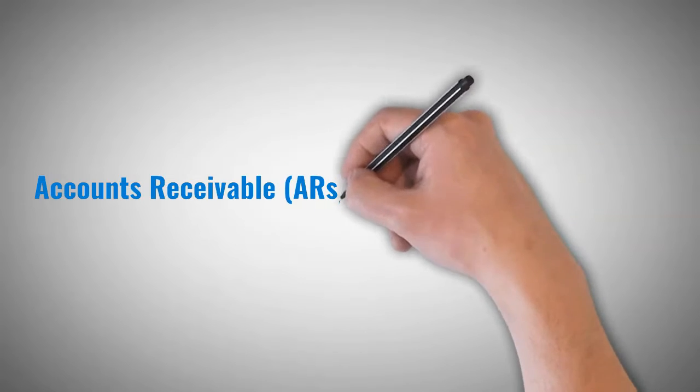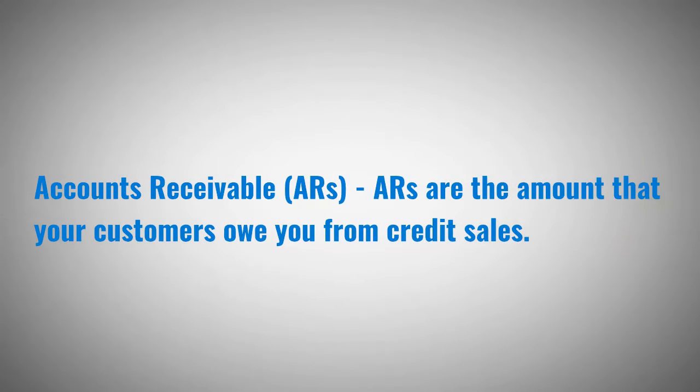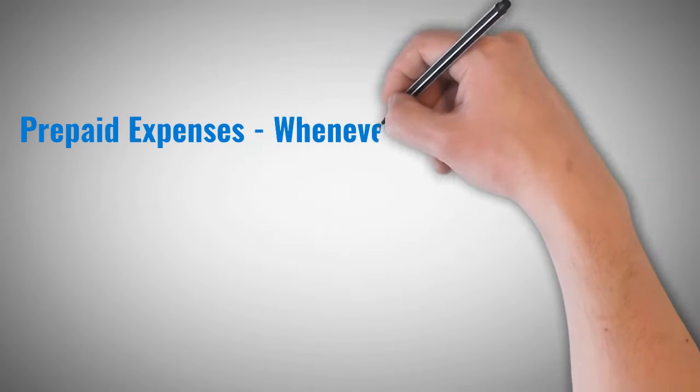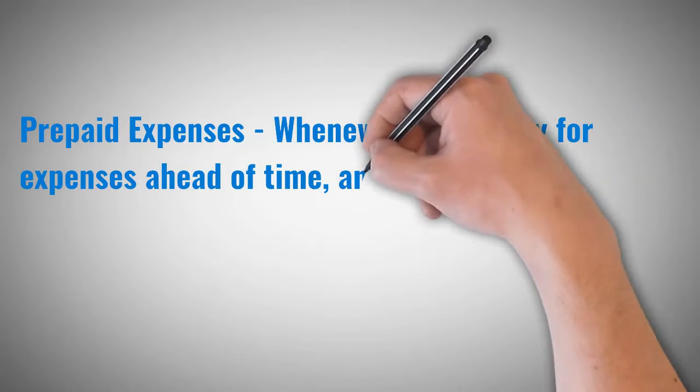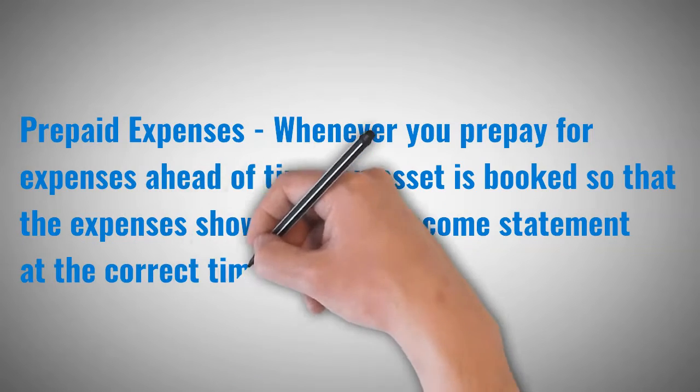Accounts receivable, ARs. ARs are the amount that your customers owe you from credit sales. Prepaid expenses. Whenever you prepay for expenses ahead of time, an asset is booked so that the expenses show up on the income statement at the correct time.